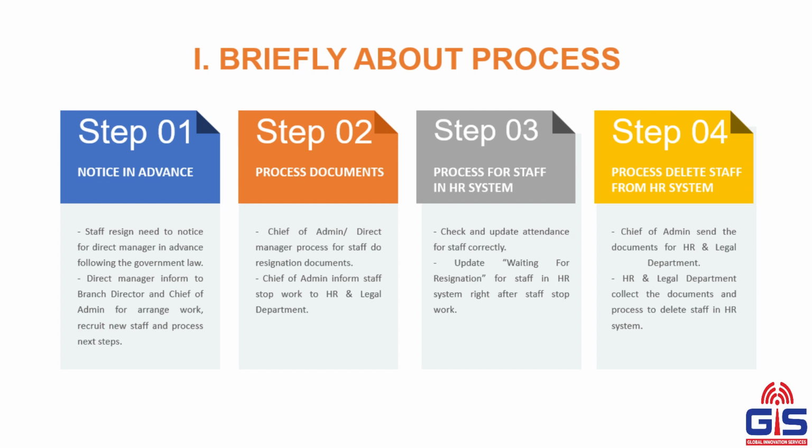In this part, we will take a quick view about the process from when staff notice that she or he will resign until delete staff from HR system. The process is divided into 4 steps. Step 1. Notice in advance about their resignation. Staff resigning need to notice the direct manager in advance, following the government law. And then the direct manager informs the branch director and chief of admin to arrange the work and recruit new staff and process the next step.